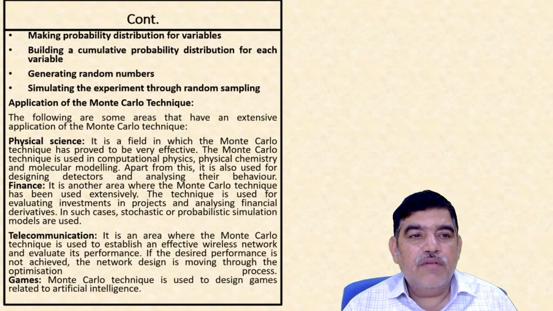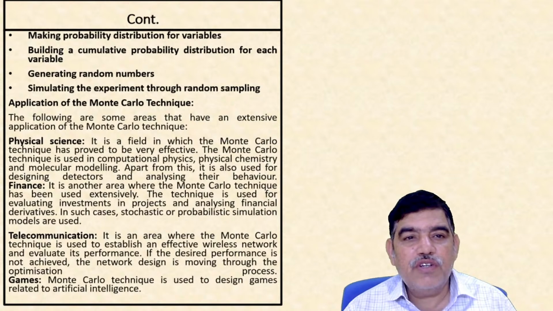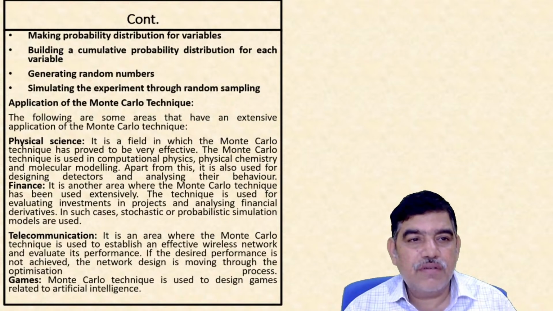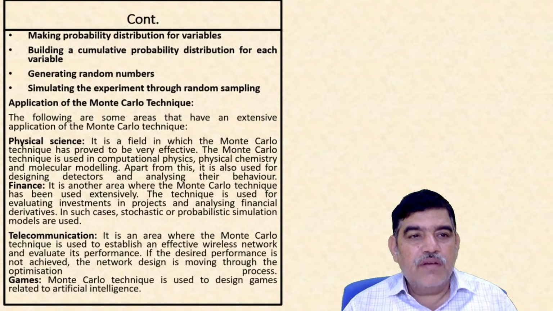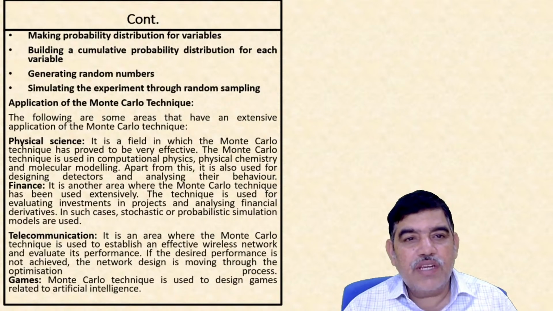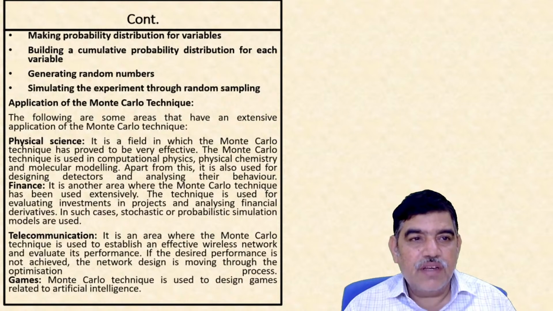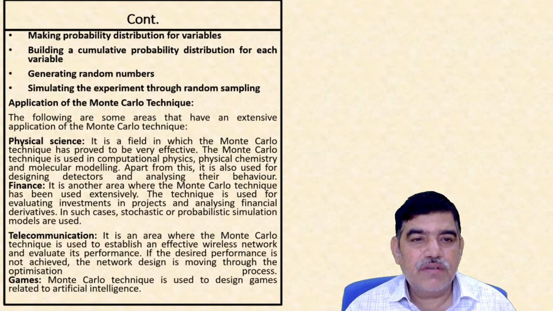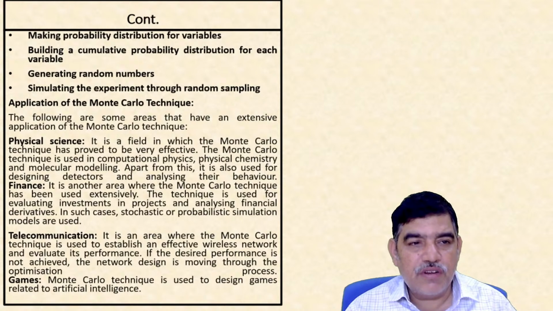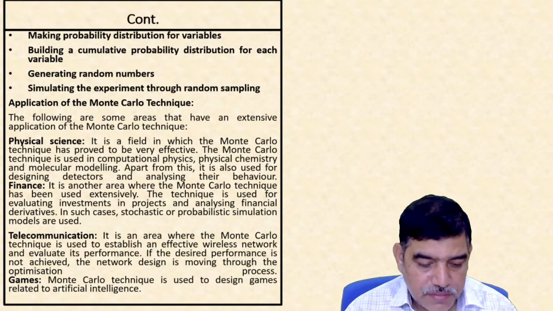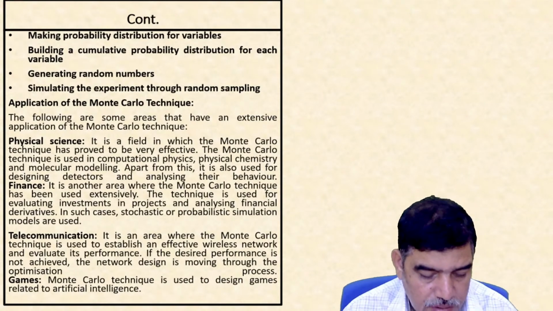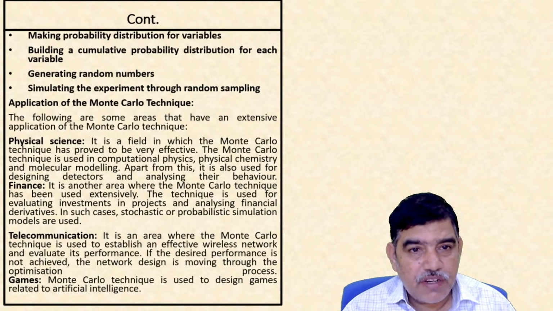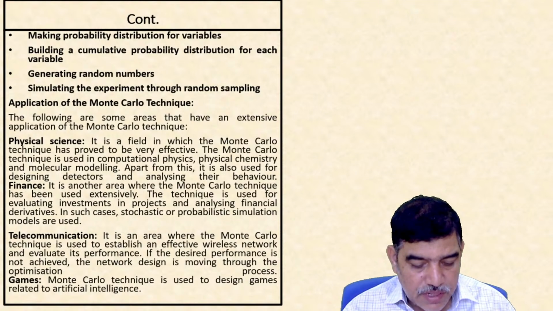as: making probability distributions for variables, building a cumulative probability distribution for each variable, generating random numbers, and the fourth one is simulating the experiment through random sampling.